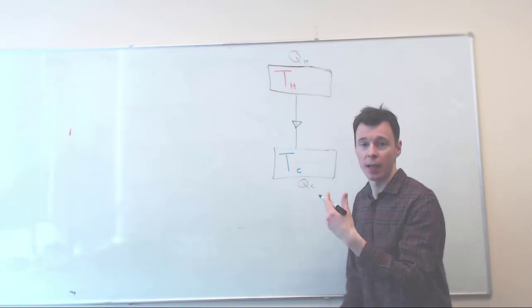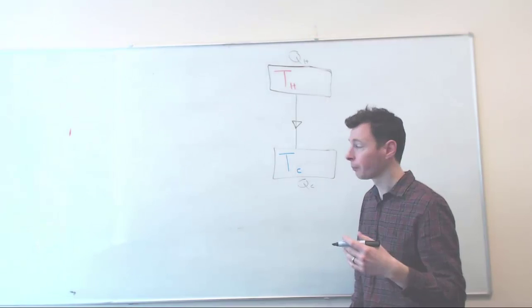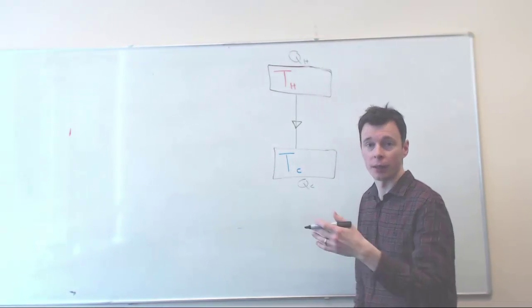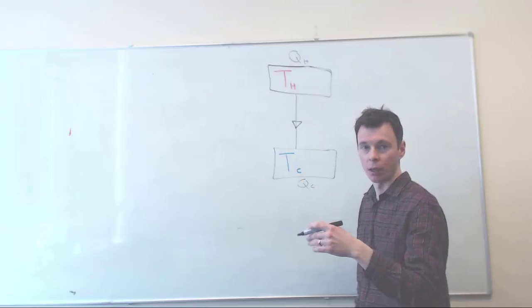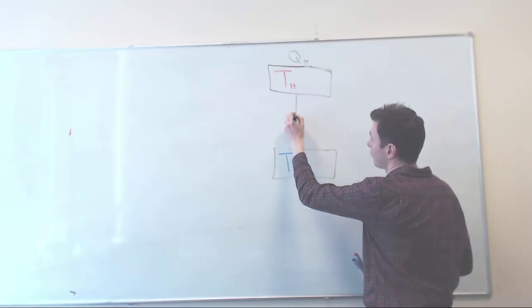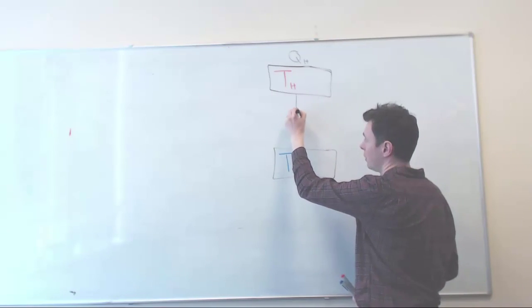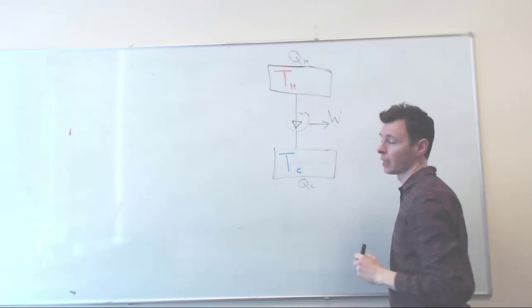So in the case of an engine, obviously the mechanical work would be rotational. So mechanical energy, and then if we have, say, a power station, that mechanical energy is then used to turn a generator and create electrical energy. So we can have something in the middle here, some sort of box, and we can get some work out.